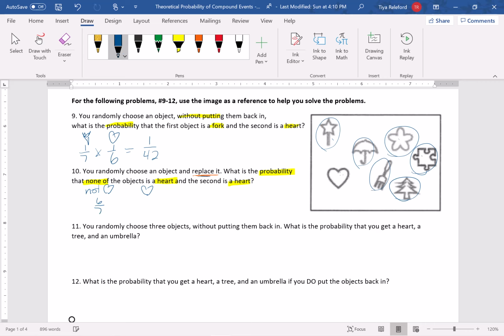Now we replace it, so we put it all back, no matter what we drew. And now we want a heart. So that's 1 out of 7. Do you see how this time the bottom number didn't change? Because we put it back, right? So 6 times 1, 7 times 7.